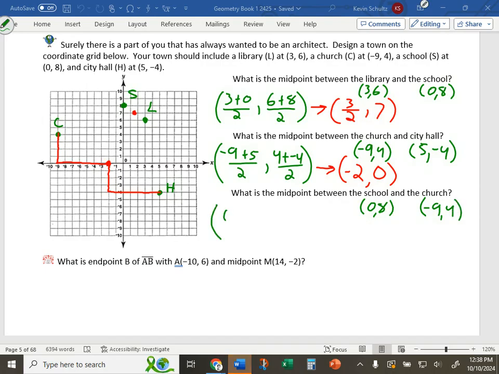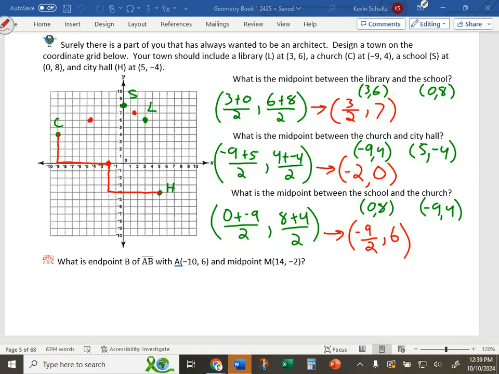Our formula: 0 plus -9 divided by 2, 8 plus 4 divided by 2, gives us -9 halves and 6. So -9 halves is like -4.5, halfway between -4 and -5, and 6. There's the midpoint of our segment. Again, smack dab in the middle.